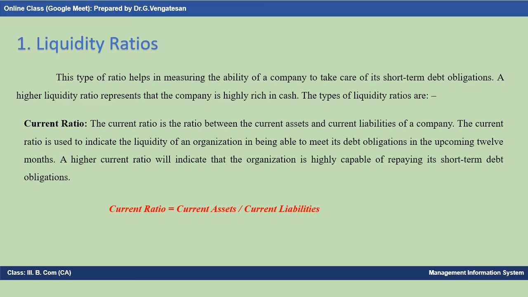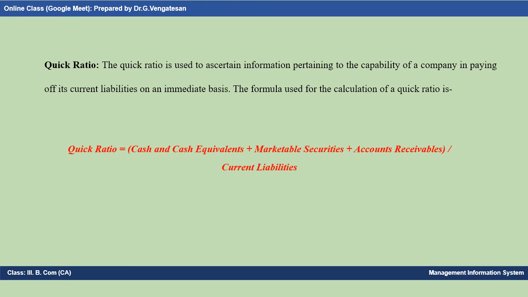This is all about the current ratio. I hope you could understand the current ratio and the formula for the current ratio. Now it is the quick ratio. The quick ratio is used to ascertain the ability of a company to pay off its current liabilities on an immediate basis.